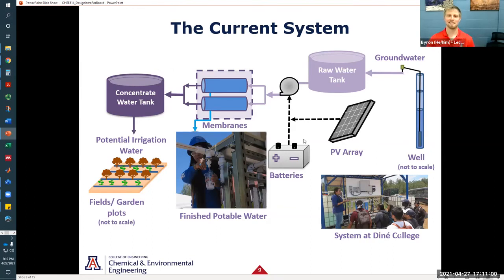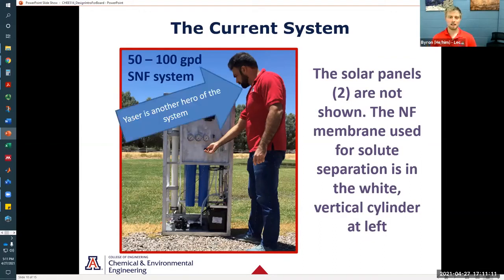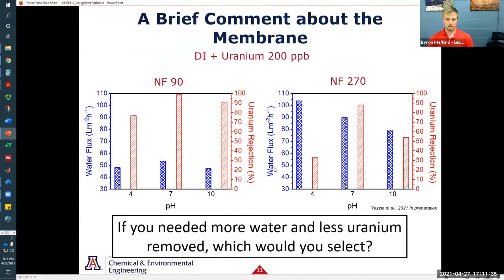More about that later. So another hero of our project, this guy's name is Yazer. He helped design and physically build these units. So yet another hero of our system. The solar panels on this system are not shown, but if you want to imagine what each group is going to be presenting on, this is one of those units. So our nanofilter, which is doing most of the heavy lifting of removing the pollutants, is on the left. It's the white column. And then we have these little microfilters that are helping prep the water to pass through that filter in the middle. So this is a filtration process.